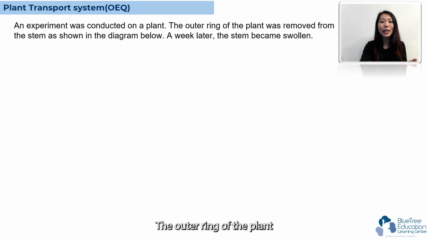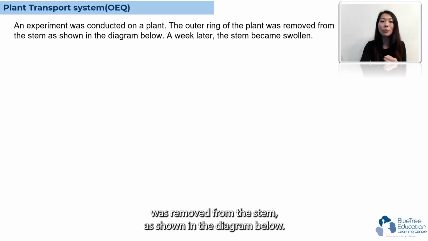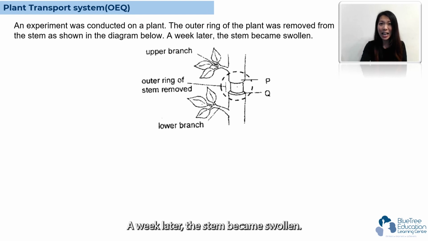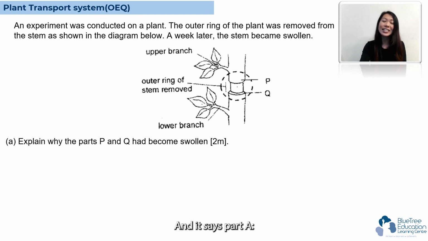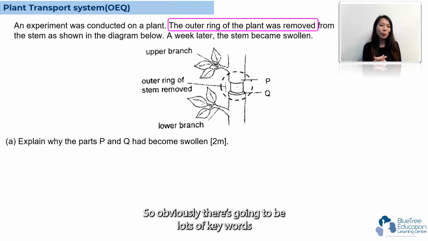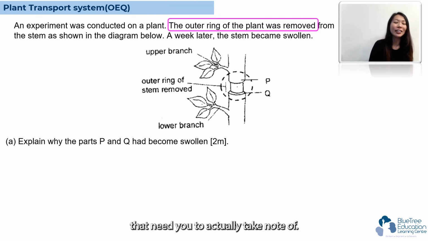The outer ring of the plant was removed from the stem as shown in the diagram below. A week later, the stem became swollen. And it says part A, explain why the parts P and Q had become swollen. Now this is a 2-mark question, so obviously there's going to be lots of keywords that you need to take note of.